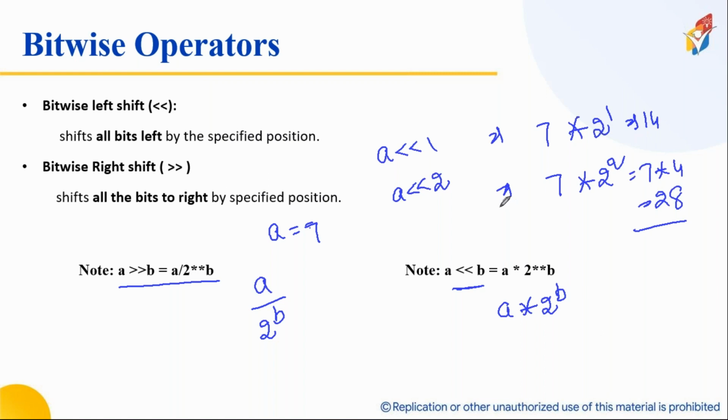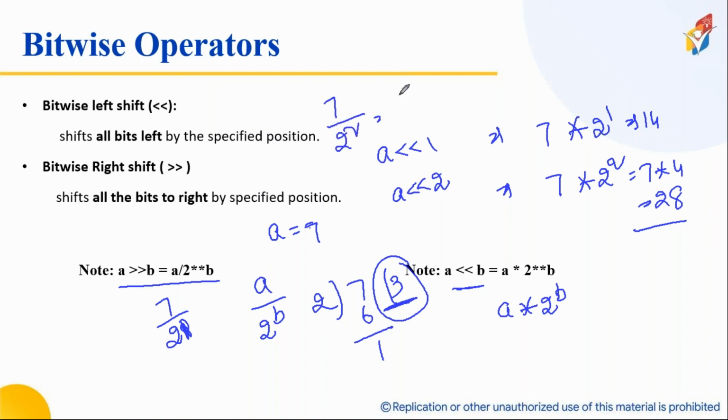Yes, sir. Whenever I do right shift operation, what is happening? 7 divided by 2 power 0. Now 7 divided by 2 power 1. So 7 divided by 2 means 3 2s are 6, remainder is 1. So the answer is 3 here. Now 7 divided by 2 square. 7 divided by 4, 1 4 is 4. It is 1. Got it? Is it a simple way? Instead of going in that way, it is better to use this formula for right shift as well as for left shift.